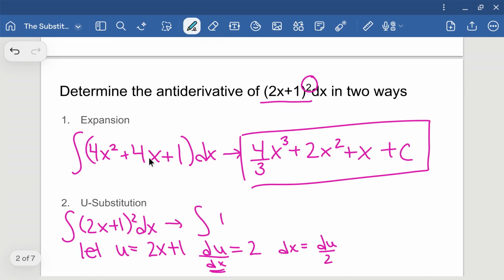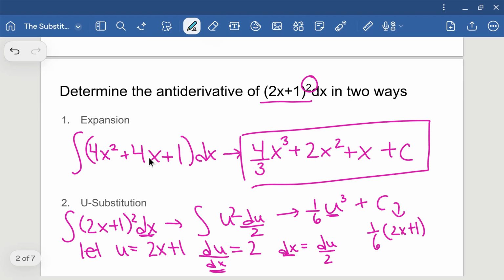So now we can sub back into our integral. So we'll have u squared, and then the dx equals du divided by 2. Now we can go ahead and take that antiderivative, and we would end up with 1 over 6 times u to the power of 3 plus c. So I should just replace this back in, which ends up being 1 over 6 times 2x plus 1 all to the power of 3 plus c.